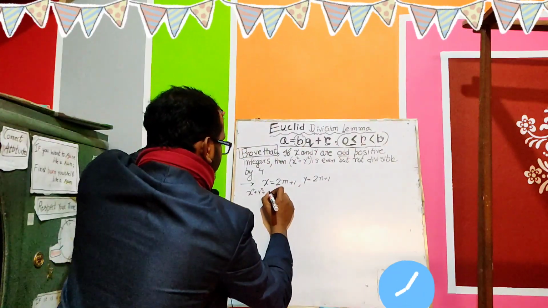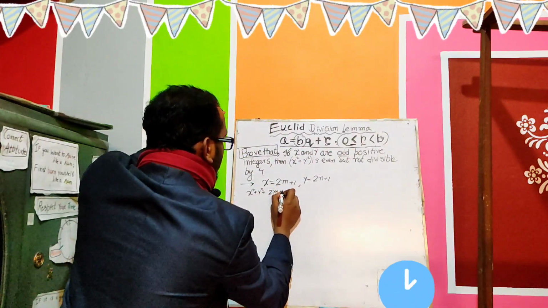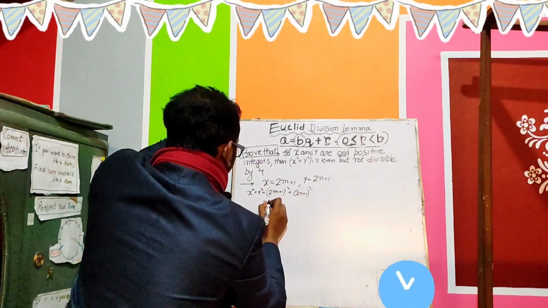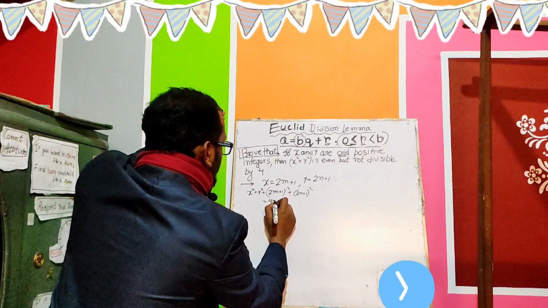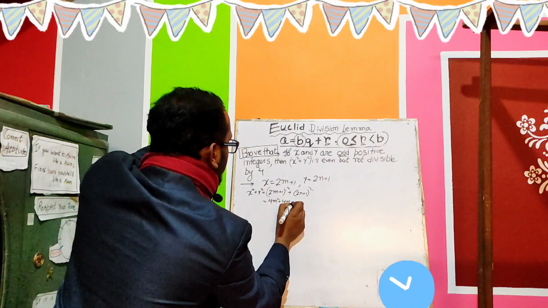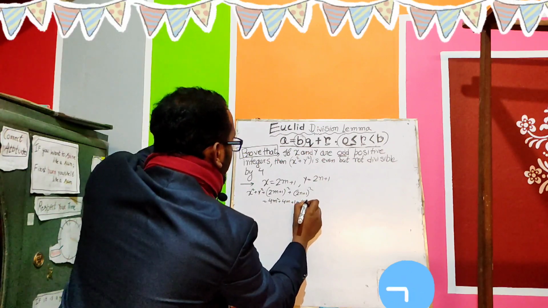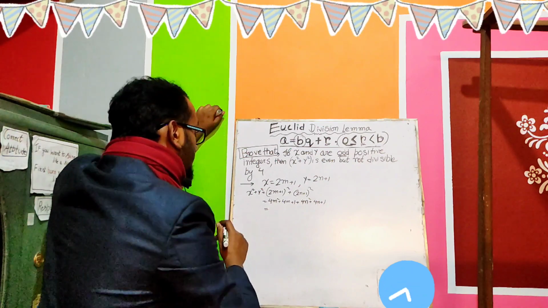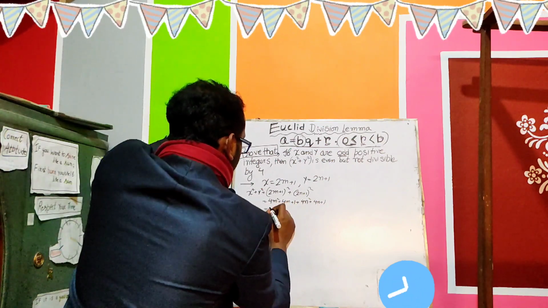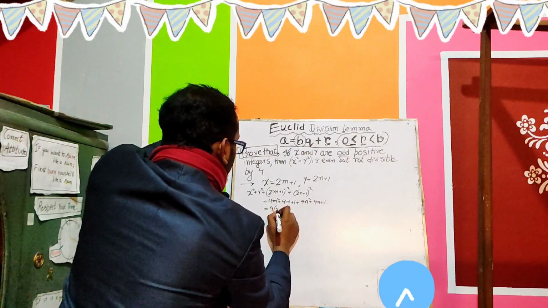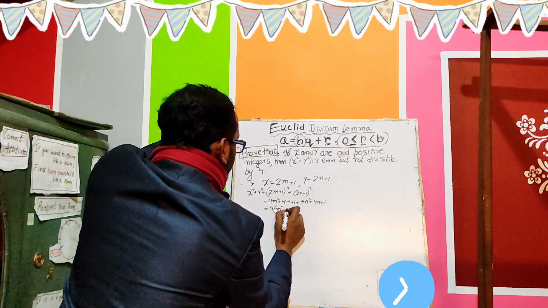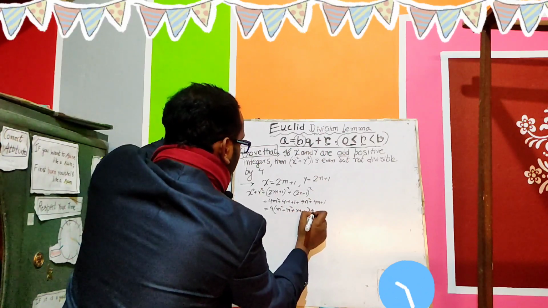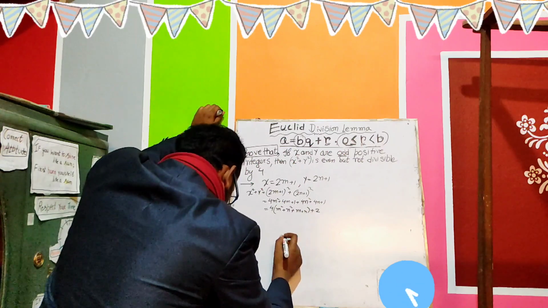Okay, (2m plus 1) whole square plus (2n plus 1) whole square. That is 4m square plus 4m plus 1 plus 4n square plus 4n plus 1. Okay, now let's take common: 4 times (m square plus n square plus m plus n) plus 2.